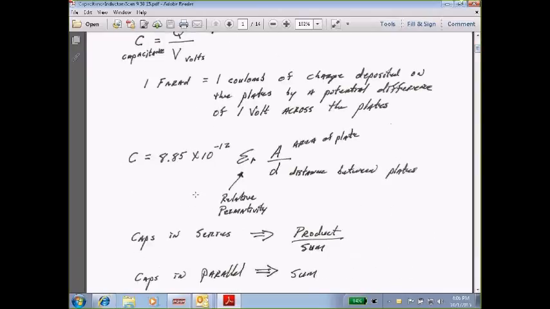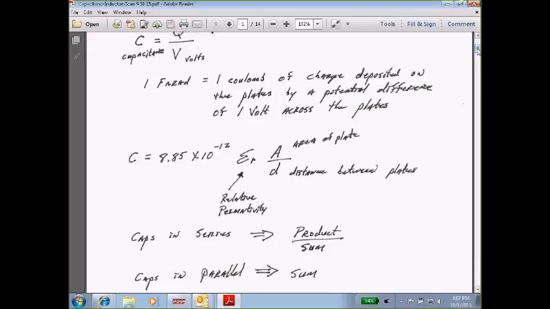It's also equal to a constant, which is 8.85 times 10 to the negative 12, times the relative permittivity, and that is the inherent characteristics of the dielectric, and that's what we call the insulating material between the two plates. And it can be anything from air to paraffin-coated paper to mica, whatever it is. Okay, so those two multiplied together times the area of the plate divided by the distance between the plate, which is actually the thickness of that dielectric material.